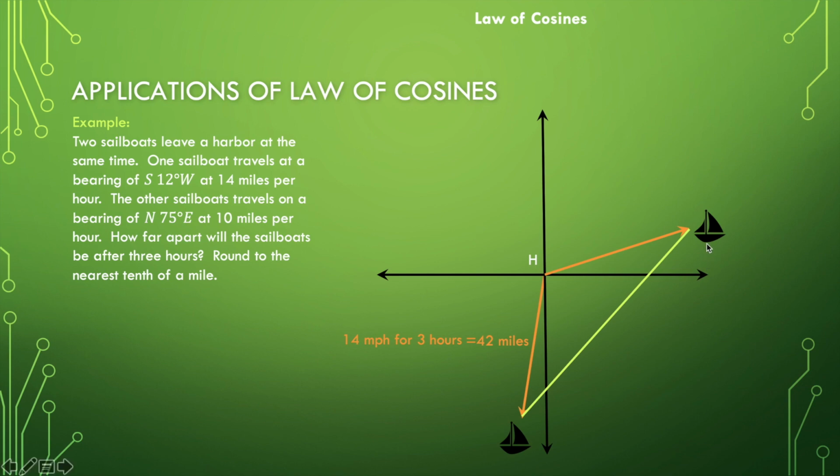Similarly, when we're talking about this sailboat over here, we know that the boat has traveled 10 miles per hour for 3 hours. So 10 miles for each hour, and there are 3 of those hours, is going to give us about 30 miles. So we know that this length of our triangle is 42 miles, and this length of our triangle is 30 miles, and we need this. So if we're applying the law of cosines, we either need that third side.